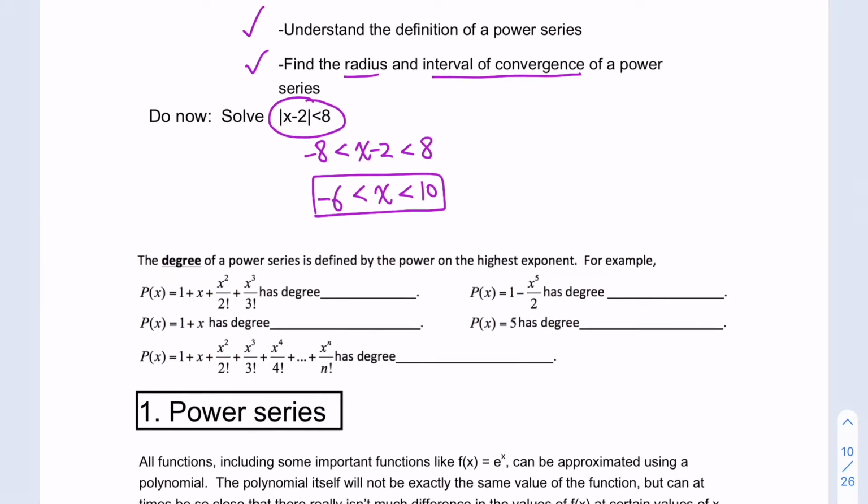Let's have a look at the degree of a power series. The degree of a power series is defined by the power on the highest exponent. For example, highest power x cubed, so degree is 3. 1 plus x, degree is 1. This one has x to the n, degree 5. And if it's a constant, the degree is 0.